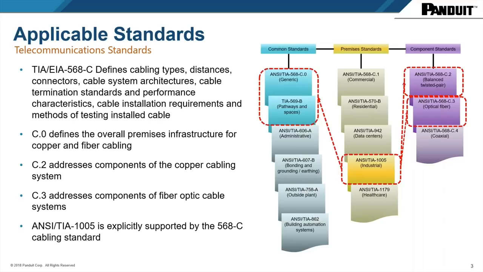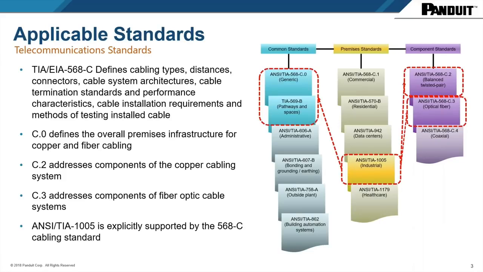So we are dealing with several standards when it comes to connecting Ethernet networks in the factory systems. These standards are divided between common standards, which apply in industrial and commercial spaces, premises standards, which specifically discuss how we apply it in commercial, residential, and industrial, and components. And those standards basically are governed by a consortium that's called TIA in the Americas. It's also used and applied by European norms and international standards. But for the sake of this conversation today, we will only be discussing the TIA standards.